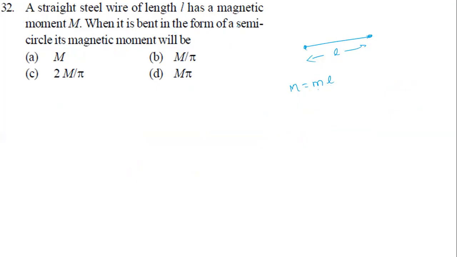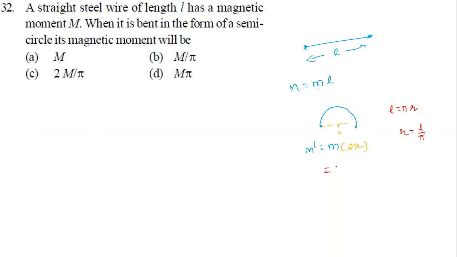When it is bent into a semicircle, what does its magnetic moment become? I'm going to bend it like this into a semicircle. Again, the magnetic moment is given by pole strength multiplied by the distance between those 2 points. What is the distance between these 2 points in this diagram? It will be 2 times R. I should find the value of R. Since it is semicircular, the length is pi times R, so R equals L by pi.